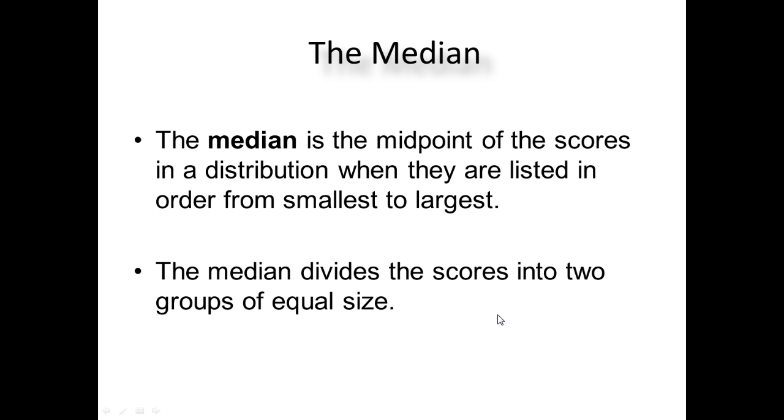Very straightforward. The median, on the other hand, is a different measure of central tendency. The median gives us the midpoint of scores in any distribution when they're arranged from smallest to largest. The median provides a quick way of dividing scores exactly in half.